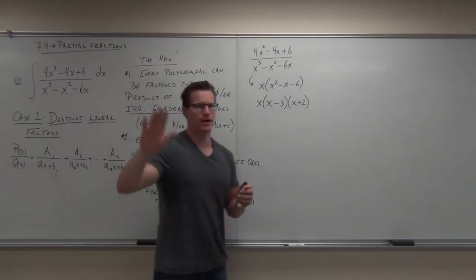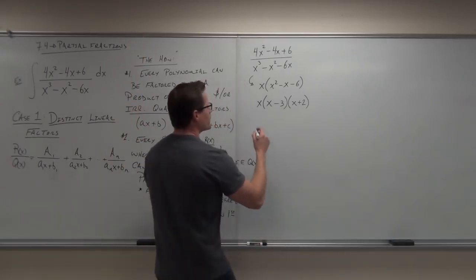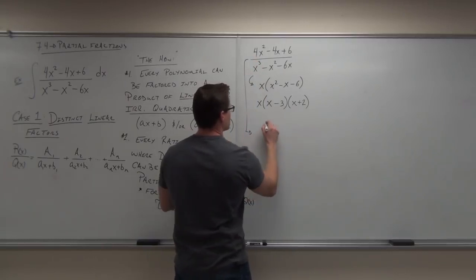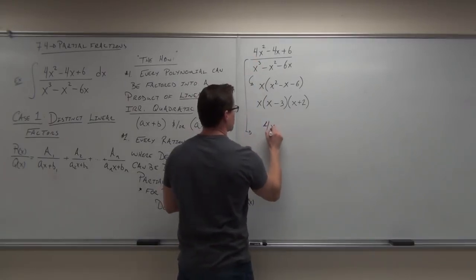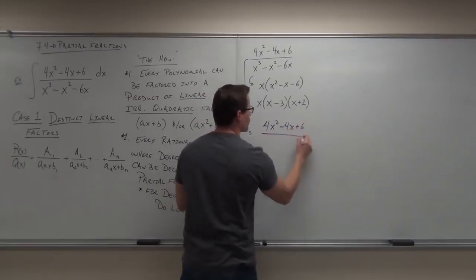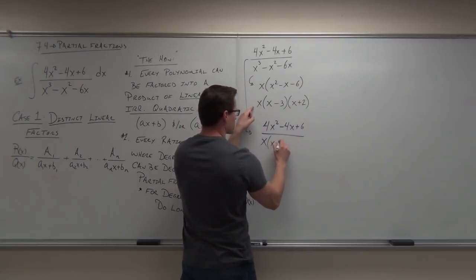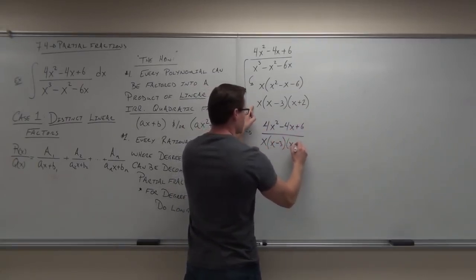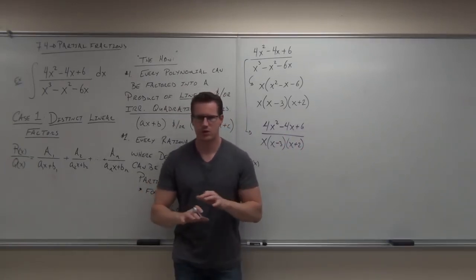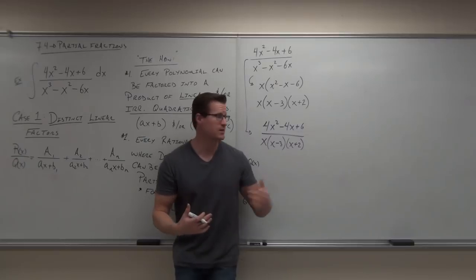Okay, show of hands if you're okay with that so far. Now here's the idea. What we know then, so bringing this down, is that we have now (4x squared minus 4x plus 6) over what this is. This is the denominator. It's x times (x minus 3) times (x plus 2). We factor the denominator completely. No saving factors till later, no just ignoring them. We factor it completely. This is factored completely.